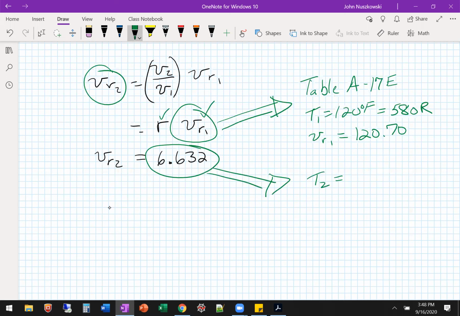Because it's an ideal gas, everything is only a function of temperature. It's not a function of another property, so it doesn't need two independent intensive properties like water or refrigerant does. It only requires temperature to get all that other information. So we have this relative specific volume, which is a function of temperature. We solve for it, and now we can get T2. So we get 1725.8 Rankine.